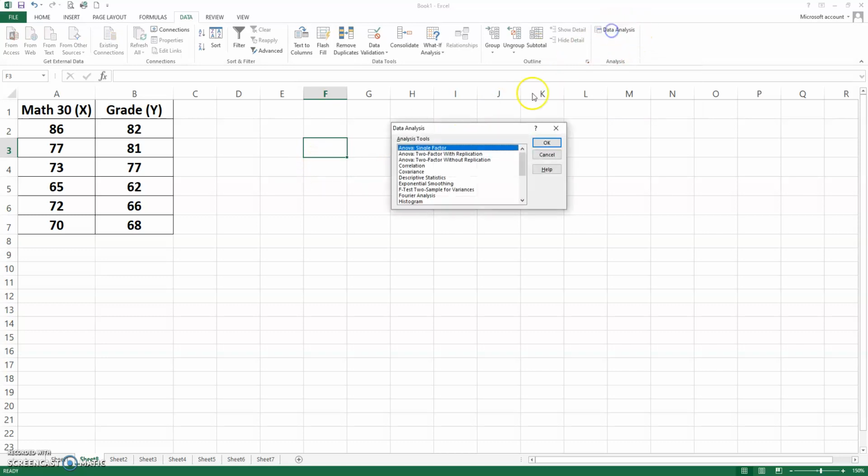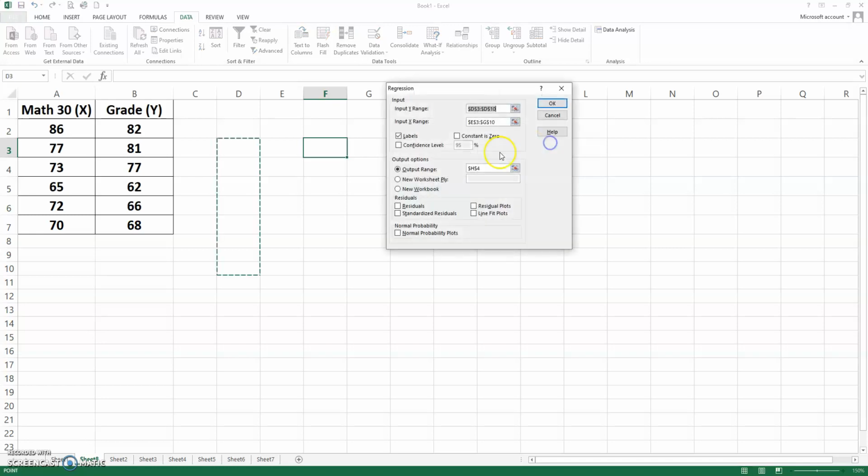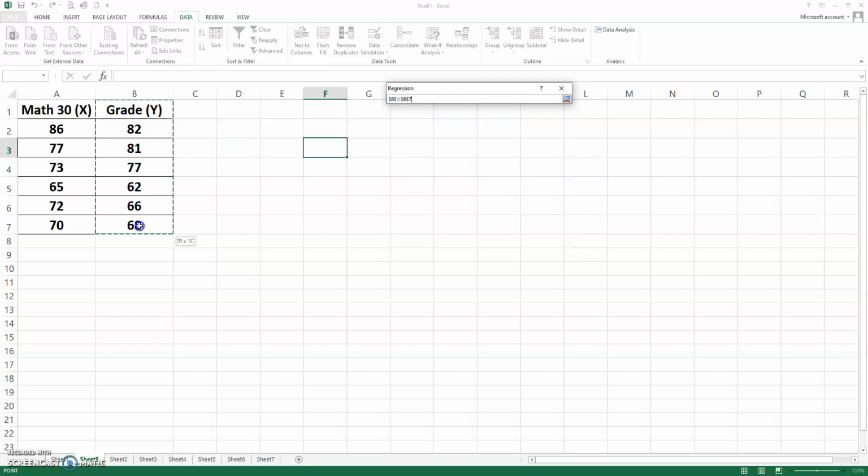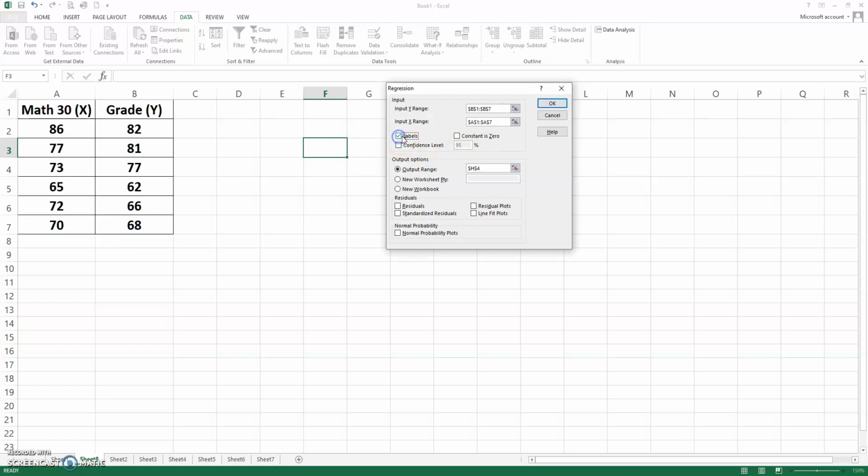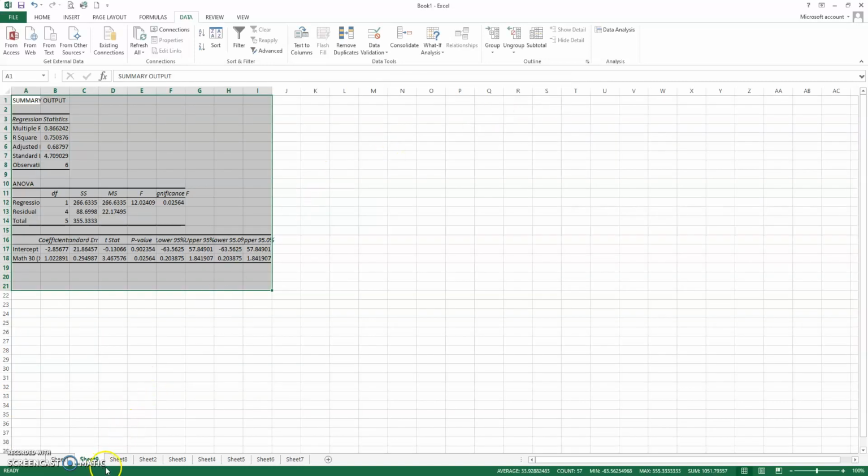So let's go into Data Analysis. We're going to go down to Regression. It asks us to input all of the y variables. Do the same thing for the x. We have labels, so make sure we check the Labels box, and we're going to go into a new worksheet. And basically clicking OK, we get all the values we need.